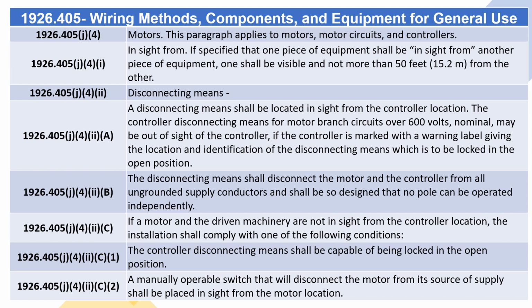1926.405(j)(4) If a motor and the driven machinery are not in sight from the controller location, the installation shall comply with one of the following conditions. (1) The controller disconnecting means shall be capable of being locked in the open position. (2) A manually operable switch that will disconnect the motor from its source of supply shall be placed in sight from the motor location.